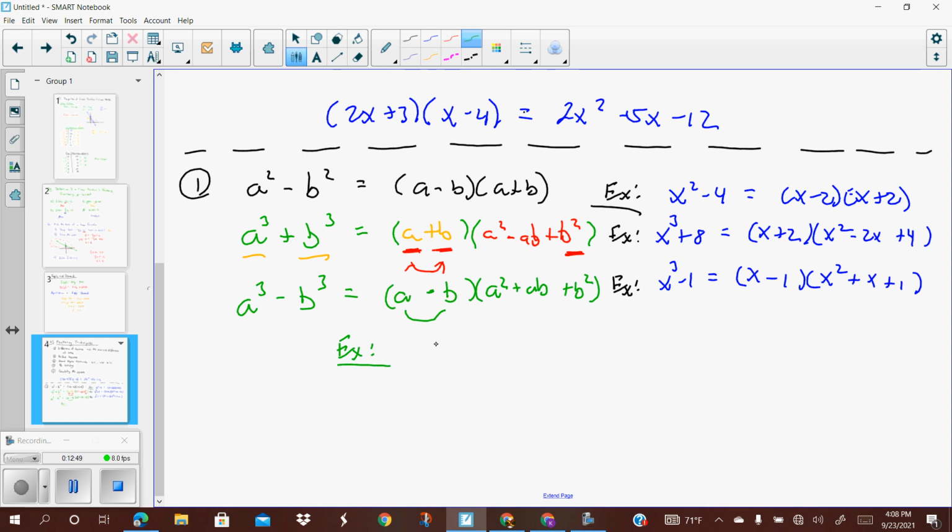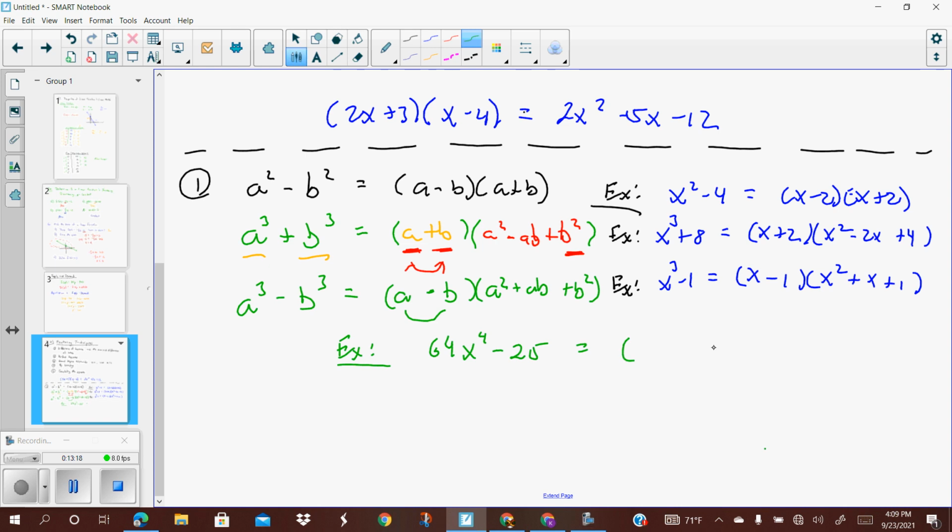Example: 64x to the 4th minus 25. So you do have to recognize, okay, 64, that's a perfect square of 8. 25 is a perfect square of 5. Is x to the 4th a perfect square? It is, because it's got an even exponent. So all of these are perfect squares, and there's a difference or a minus sign in the middle. It will factor, it will follow the pattern.